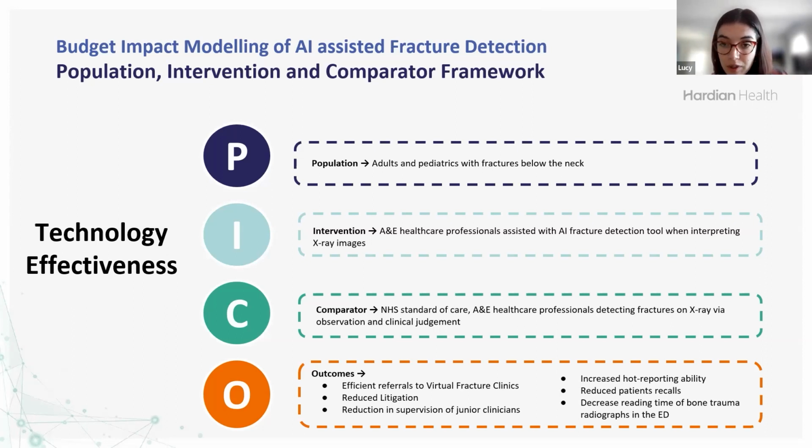Now, the client came to us wanting to focus on the value of the technology placed in accident and emergency departments across the NHS. The reason for them choosing that goes back to choosing the care setting where the majority of fracture patients are seen, therefore maximizing the budget impact or economic impact of the technology in terms of economic modelling and analysis.